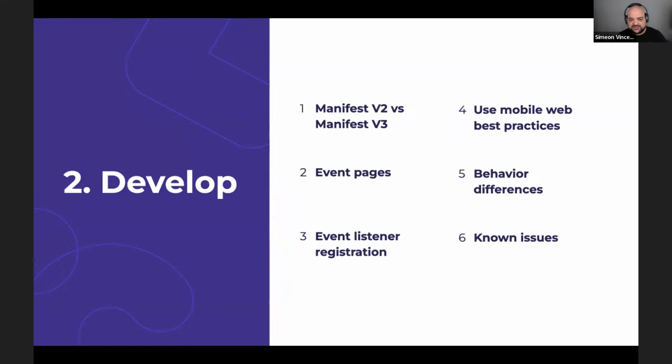Next, let's talk about some development practices to keep in mind when building an extension on Firefox for Android. We're going to look at a couple of different topics, in particular, Manifest v2 versus Manifest v3, what event pages are, some particular behaviors of event pages, how event listeners are handled, general guidance with developing your UI on a mobile device, some notable behavior differences between Firefox Desktop and Firefox for Android, and a couple of known issues that you might want to keep an eye out for.